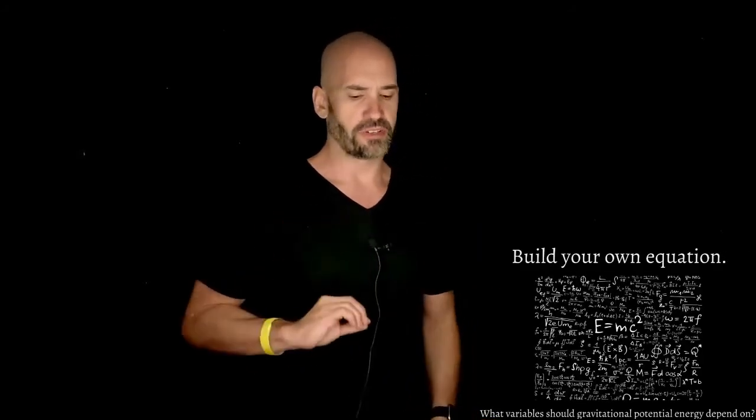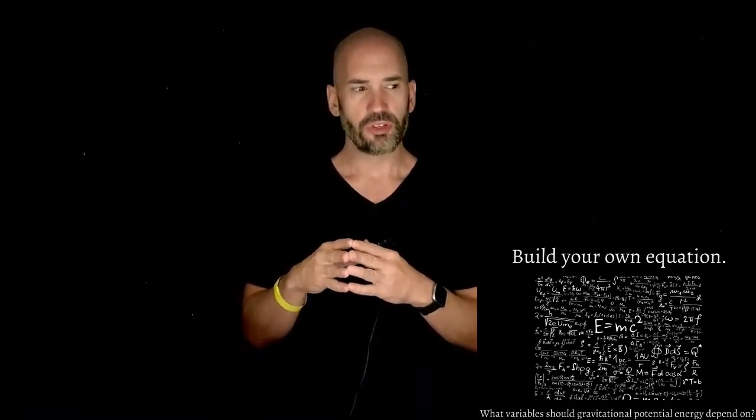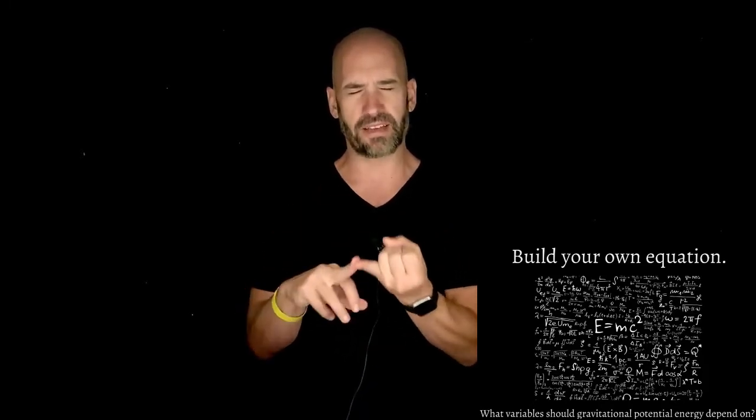So if you guys can go to the next slide, this is build your own equation. We're going to start with gravitational potential energy, and I'm going to ask the question, what should gravitational potential energy depend on? Okay? Just like we did with kinetic energy, right? With kinetic energy, we said, well, it must depend on velocity because it's the energy of motion, right? What must gravitational potential energy depend on? Okay? And so I'll give you guys a second to think about it.